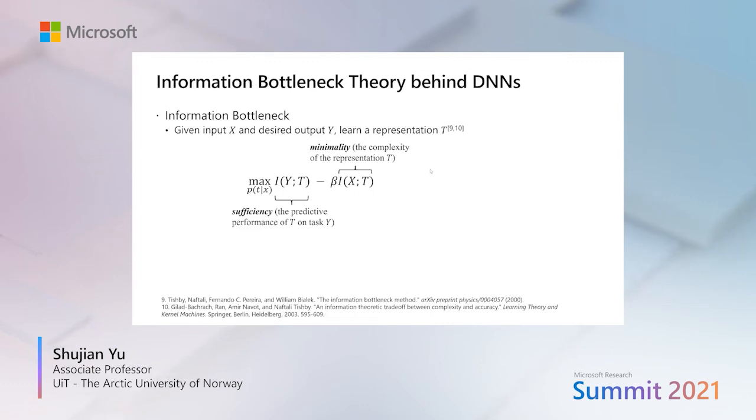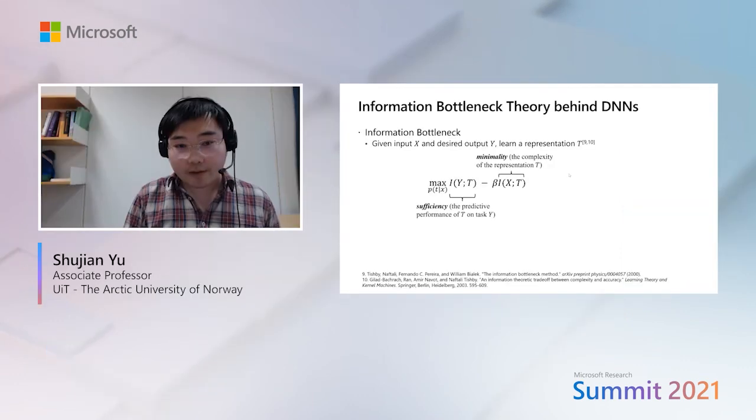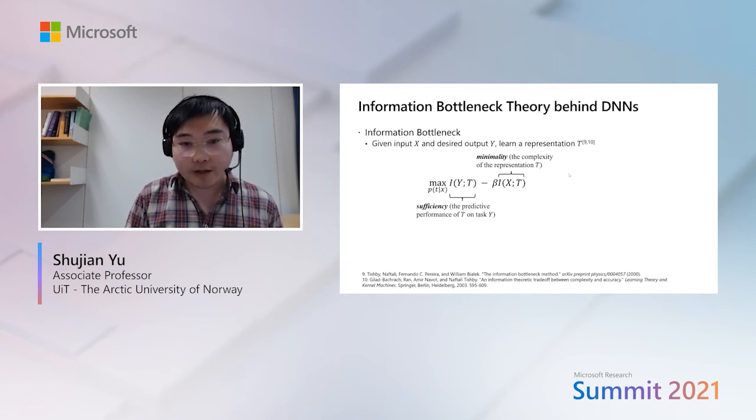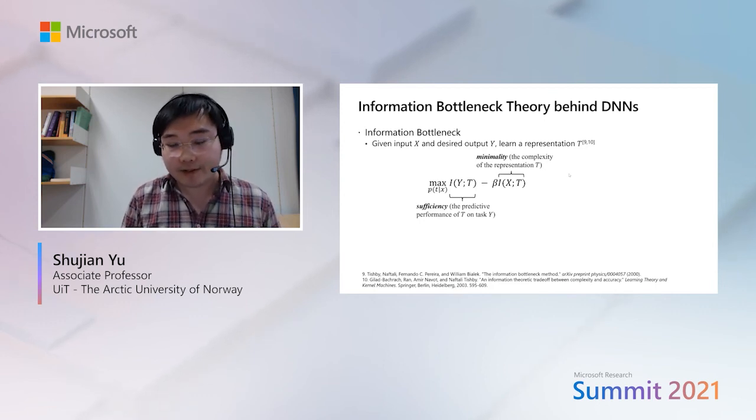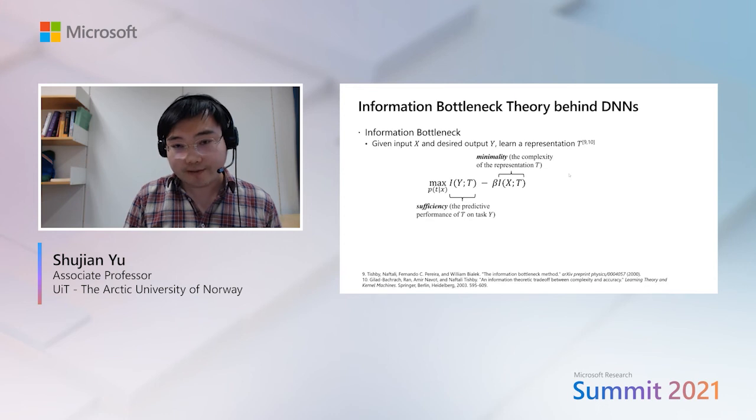The most famous information theoretical principle in deep learning is the information bottleneck. Given input X and the desired output Y, the information bottleneck formulates the learning problem as a trade-off: maximizing the mutual information between Y and T minus beta times the mutual information between X and T. The first term, the mutual information between Y and T, can be understood as sufficiency, or the predictive performance of T on task Y. On the other hand, the second term, the mutual information between X and T, can be understood as the complexity of the representation T.